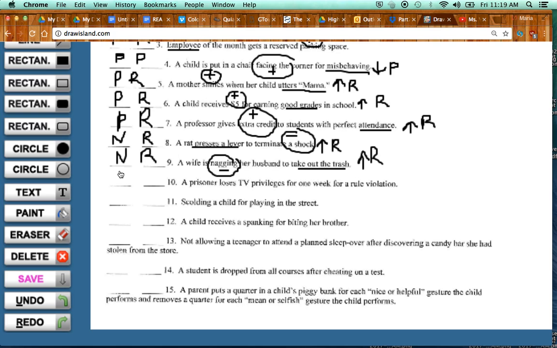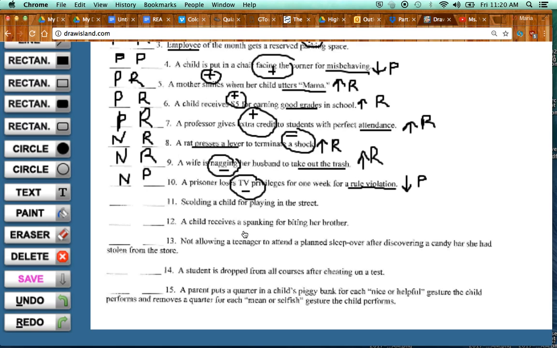Number 10. A prisoner loses TV privileges for 1 week for a rule violation. That would be punishment because we want to decrease the behavior of the rule violation, so we removed a pleasant stimulus. So number 10 would be negative punishment.